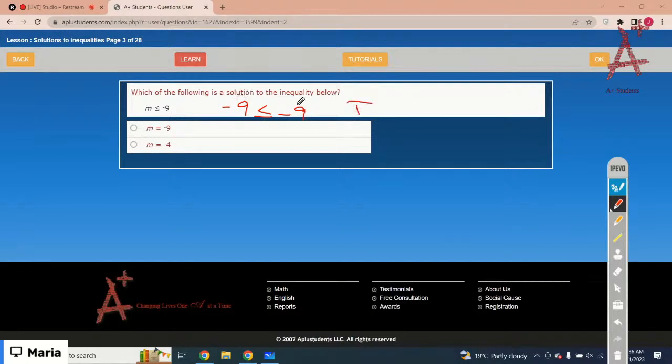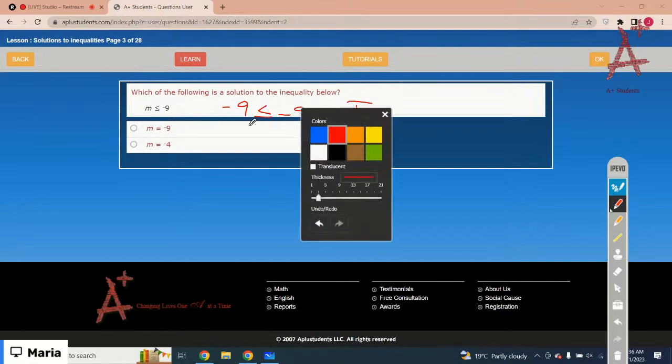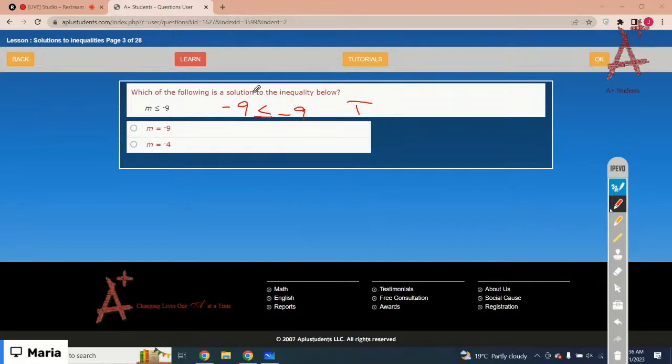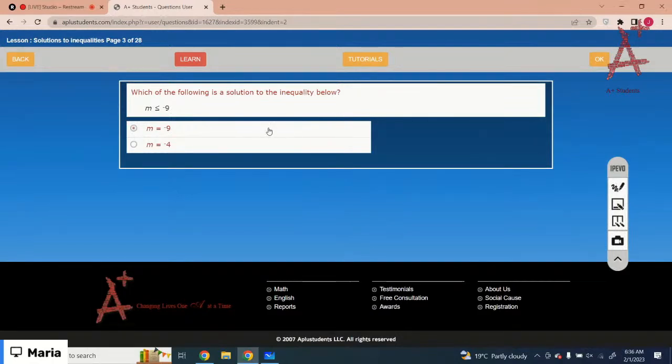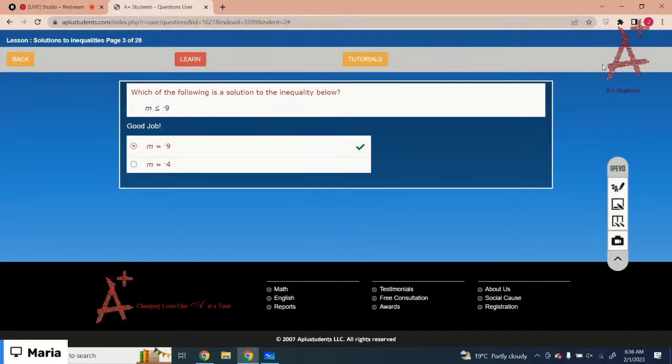Because negative 9 is not less than negative 9, but they are equal. Got it? So because they are equal, this is true. So option number 1 is the correct option. Got it? Let's just click on the test button and then click on the OK button.